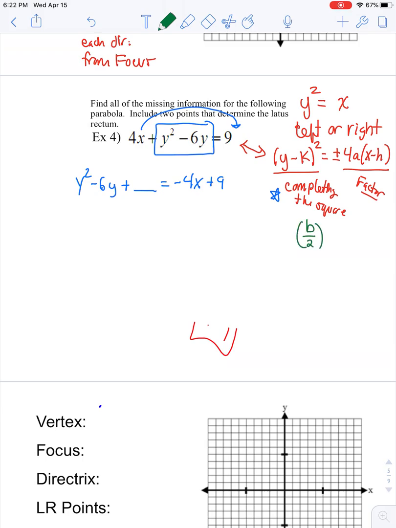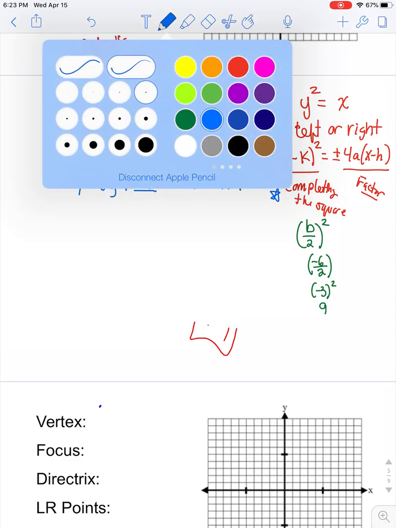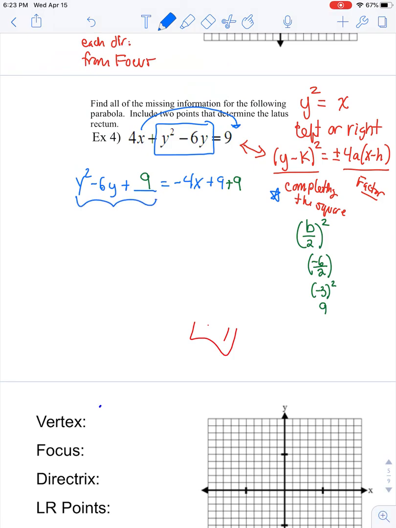b value and divide it by 2, and you're going to square that and add it to both sides. So in this case, negative 6 divided by 2, that's negative 3, and negative 3 squared is 9. So I'm going to be adding 9 to both sides of the equation. Now I can go back and actually factor the left-hand side, y minus 3 squared. On the right-hand side, I have negative 4x plus 18.